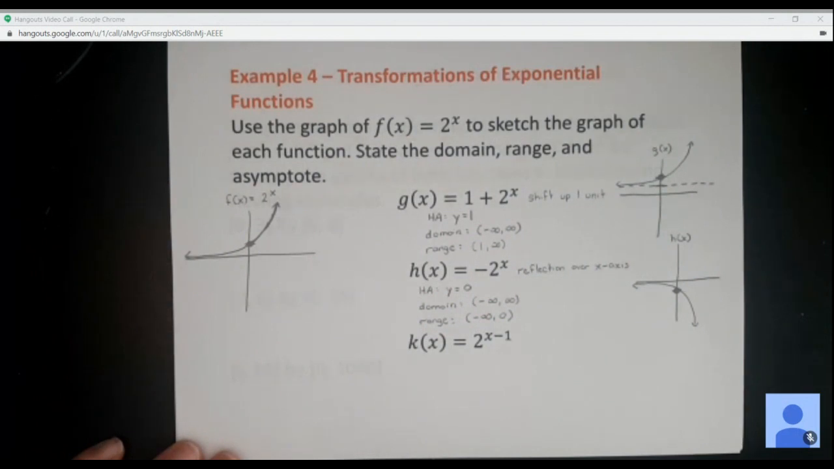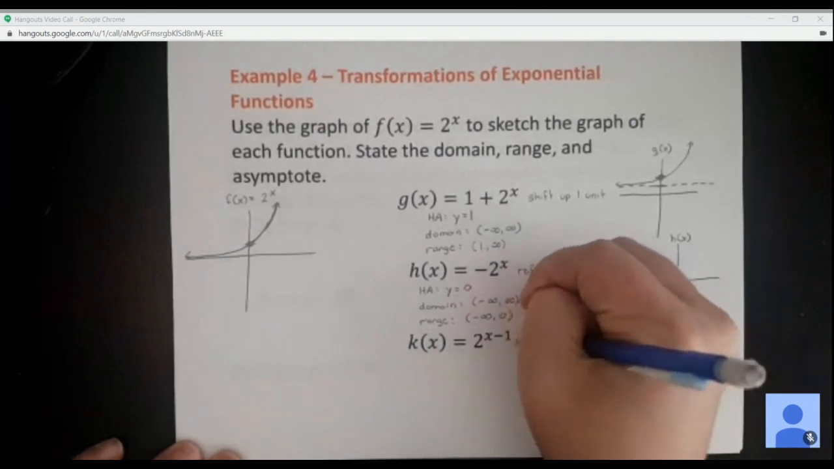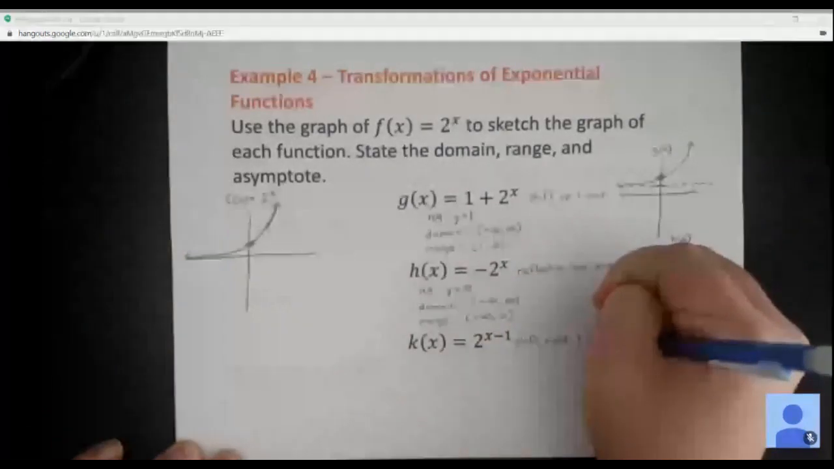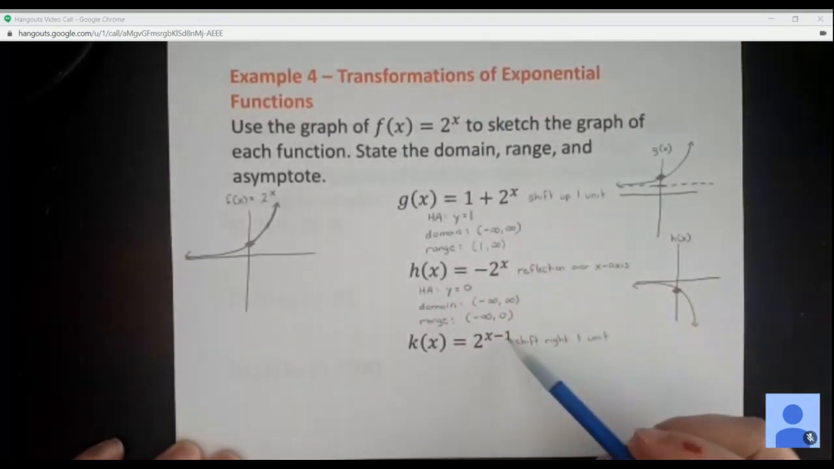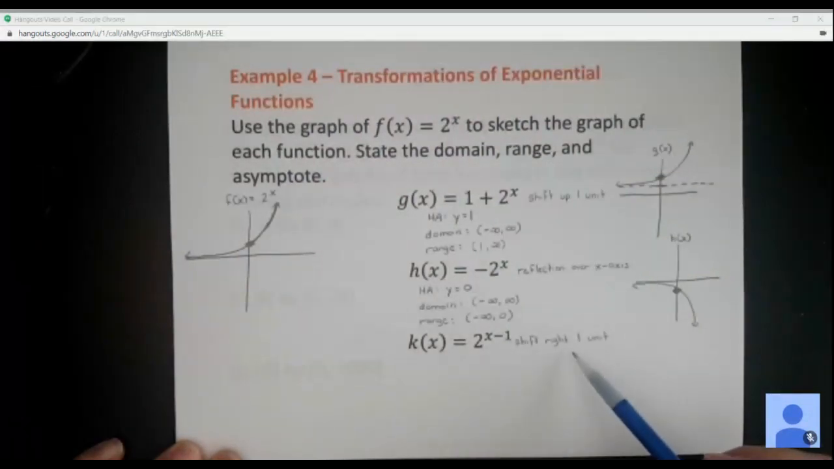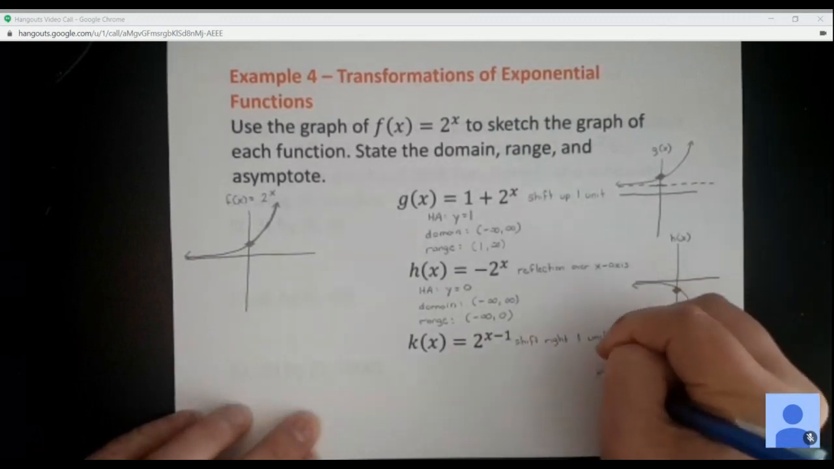All right. So we get this k of x function now. So what are we doing to that one? What kind of transformation do we have this time? Good. So we have a shift to the right 1 unit. Because this time the -1 is with the x in the exponent, right? And remember, this is always opposite of what you would expect. So a -1 actually shifts it to the right 1 unit. Let's think about that graph then.